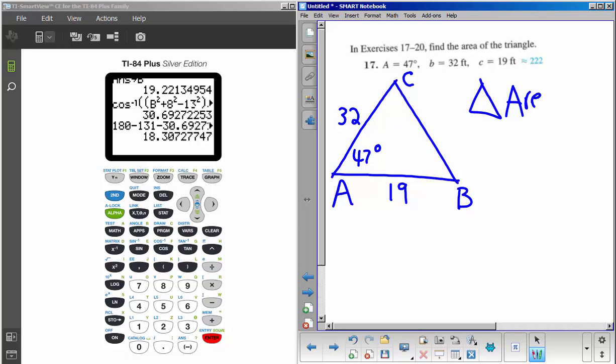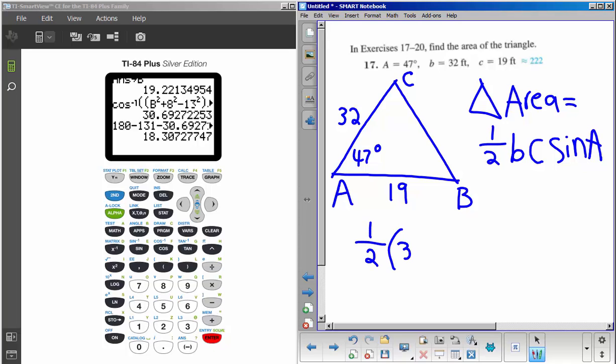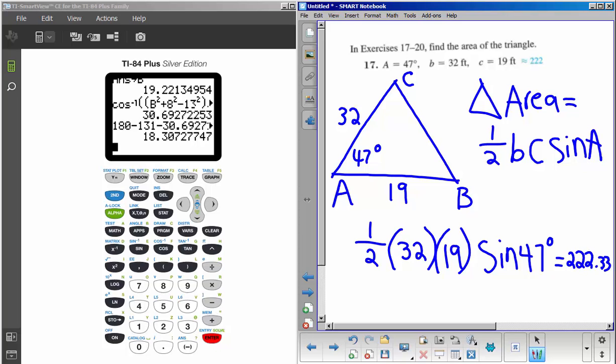triangle area equals 1/2 little b, little c, sine of A. Which Mary's, we're going to go over that today. Okay, it was good of you to look that up. Okay, so then this one's pretty easy. So your equation is just 1/2 32, which is little b, times 19, which is little c, sine of A, which is 47 degrees. And that will give you 222.33 feet squared.